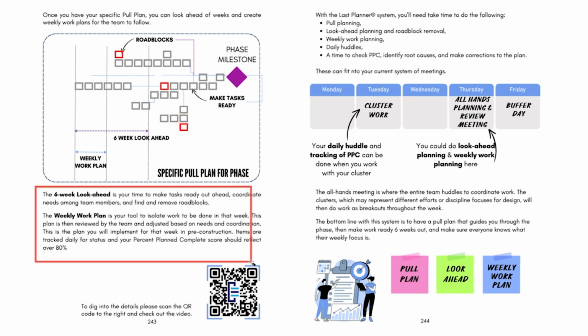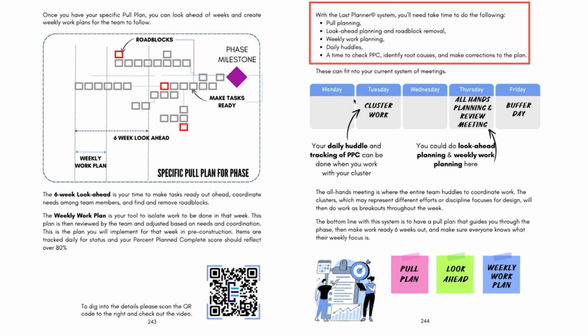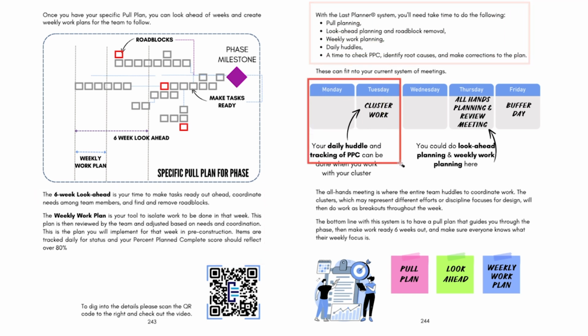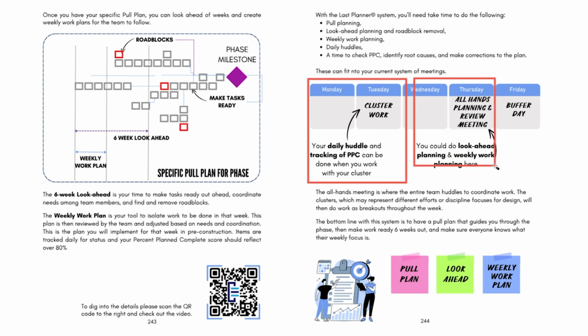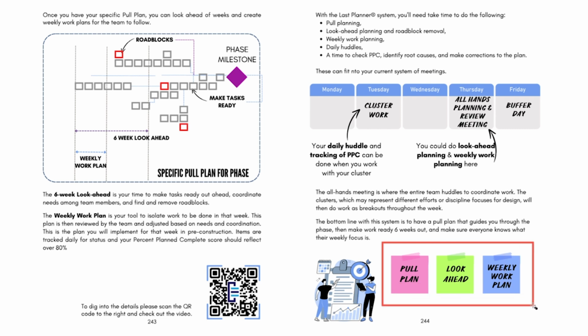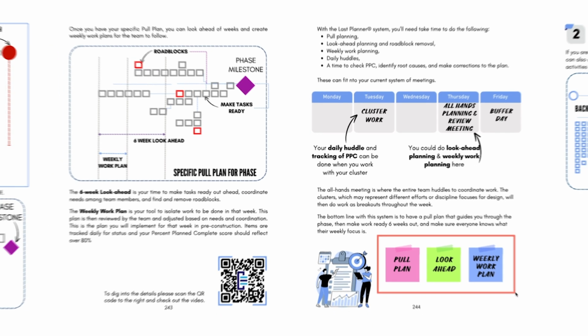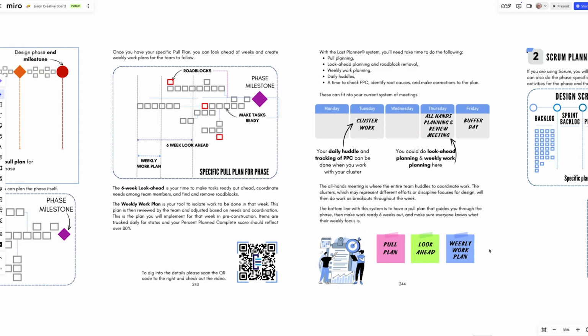And then you can basically filter out your 6-week look-ahead plan and weekly work plan and use them in the normal way. If you're doing this in design, you can implement the whole Last Planner system, and basically, if you're working in a cluster in IPD, or we'll talk about Scrum later, but in a Scrum group or a functional group, you can have your daily huddle, and you can pick a day once a week to do your look ahead and weekly work planning based off of those pull plans, right? So pull plan, look ahead, weekly work plan, normal Last Planner implementation here. So you're probably familiar with it, but those are the basics.